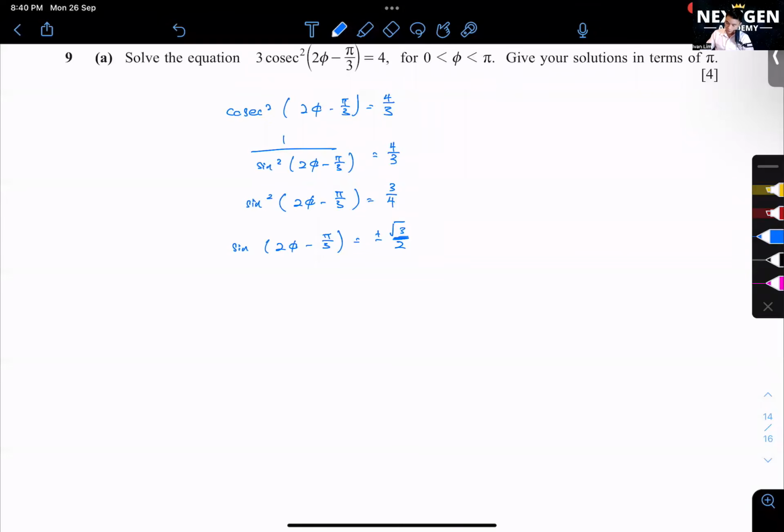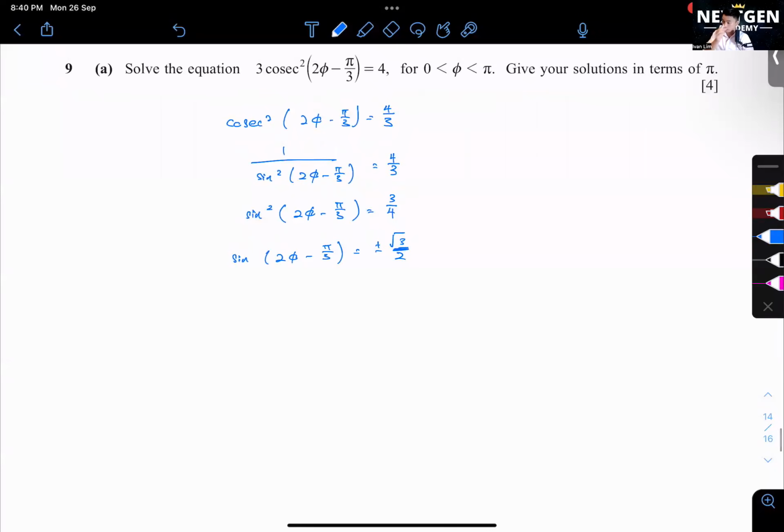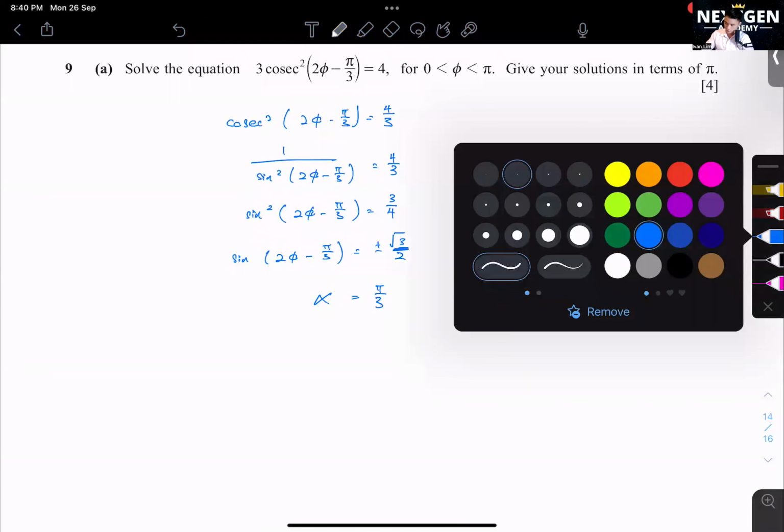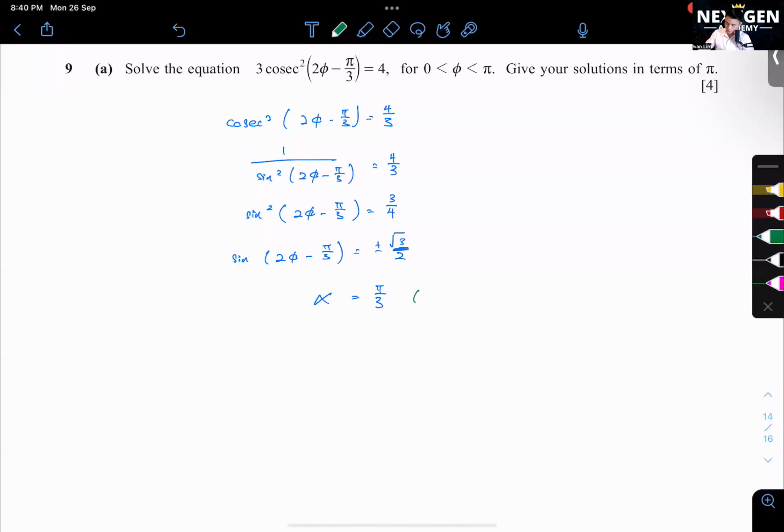This one they want in terms of pi, right? Therefore, you type in your calculator, you will get pi over 3, which is also, you see the green color one that I wrote? It's also 60 degrees. So if you cannot think in terms of radian, the tip is to solve it in degrees first.